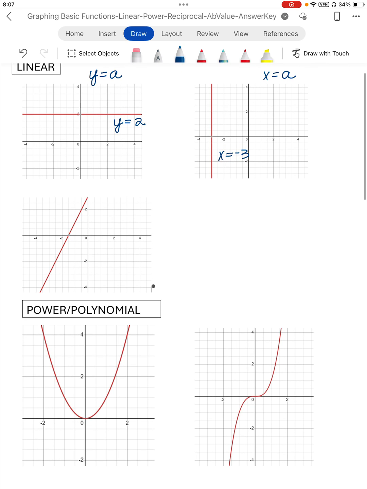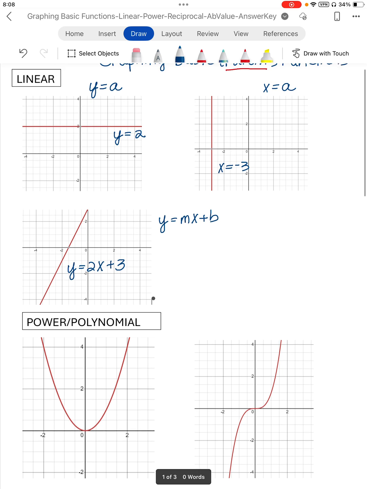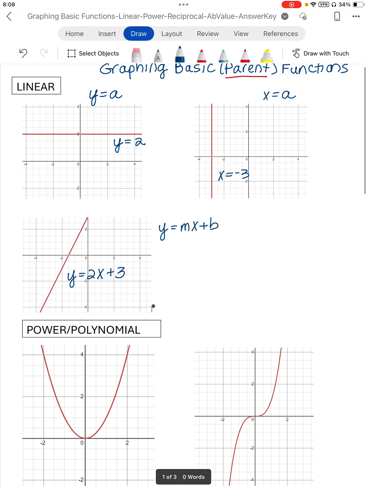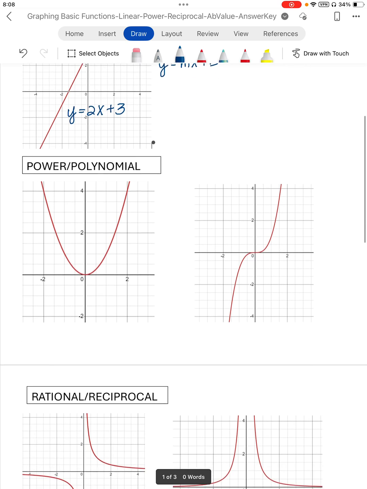And then down here, we have our y equals mx plus b, which is most of the lines that you see that have a slope and a y-intercept. This example here is y equals 2x plus 3, where it has a slope of 2 and a y-intercept of 3. And these would all be considered your linear types of graphs.